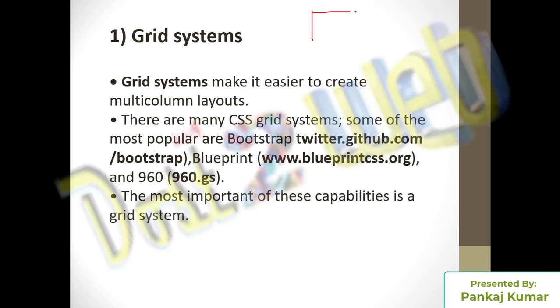Grid, right? This is the grid only, right? You have, this is the grid. This is the grid. How many columns do you want? So it will be used for making multi-column layout. And there are many CSS grid systems. And when you want to use, the example is here, like twitter.github.com/bootstrap. If you go to this path, you will get by default the grid system bootstrap code. When you use blueprintcss.org, you will even get 960gs. And the most important capability of this is the development of a grid system.